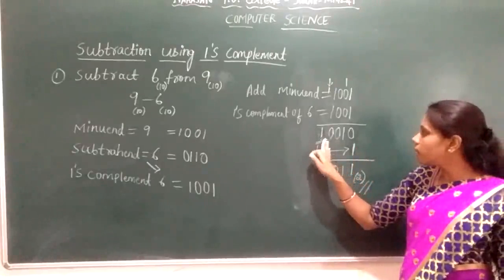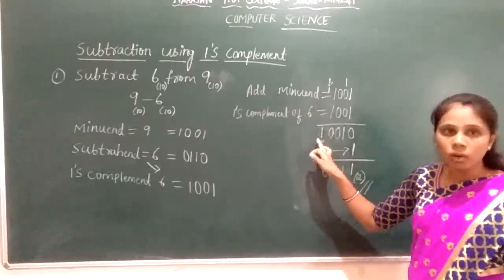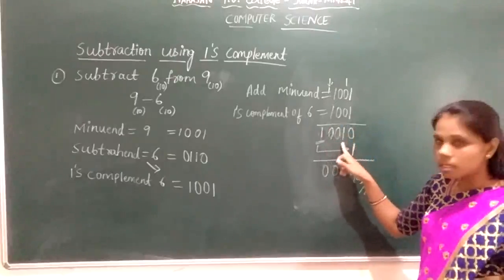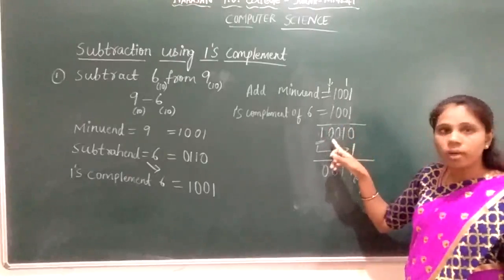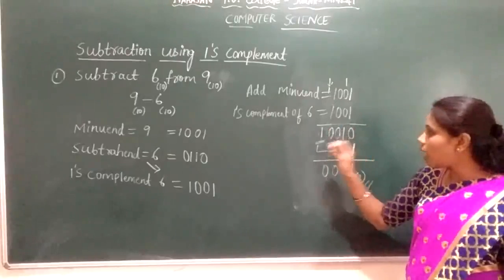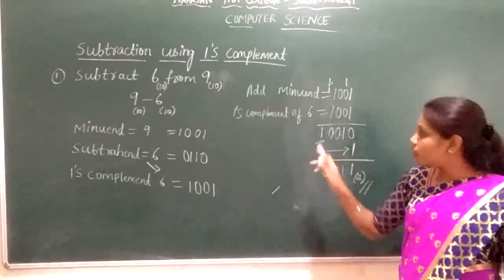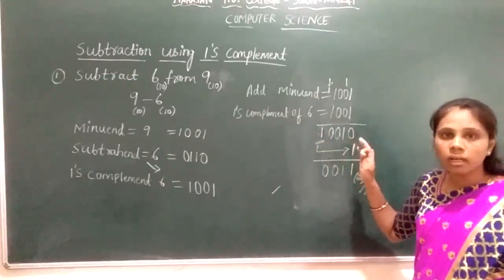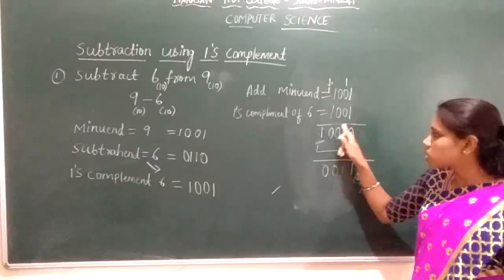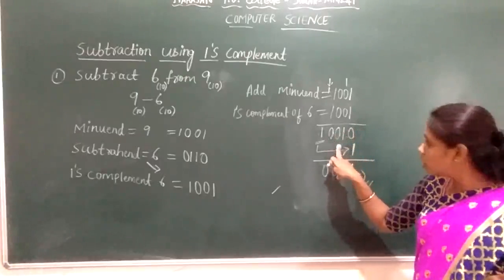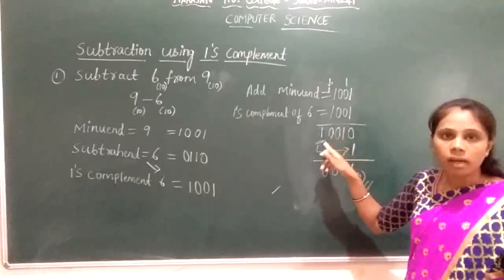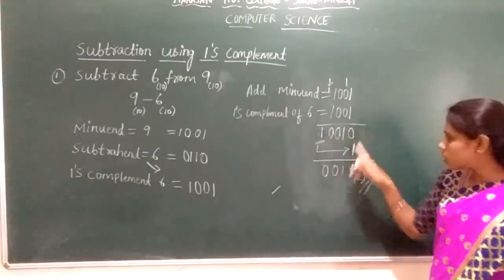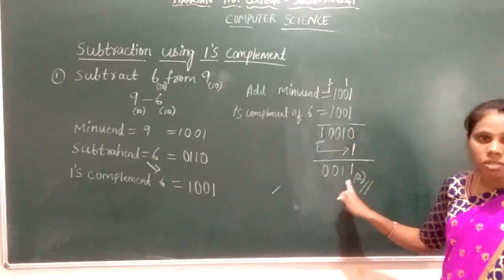Suppose you don't get a carry here. In that case, you should take the 1's complement of this result and attach a negative sign. If you get a carry, you add it back to the LSB. If you don't get a carry, take the 1's complement of the result and add a negative sign. That will be the final answer. For this problem, the final answer is 0011.